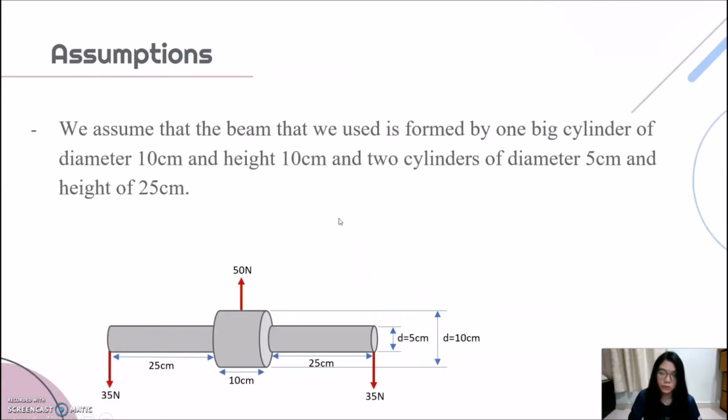The next assumption is that the beam we use is formed by a big cylinder of diameter 10 cm and a height of 10 cm, and another two cylinders beside that, each with a diameter of 5 cm and a height of 25 cm.